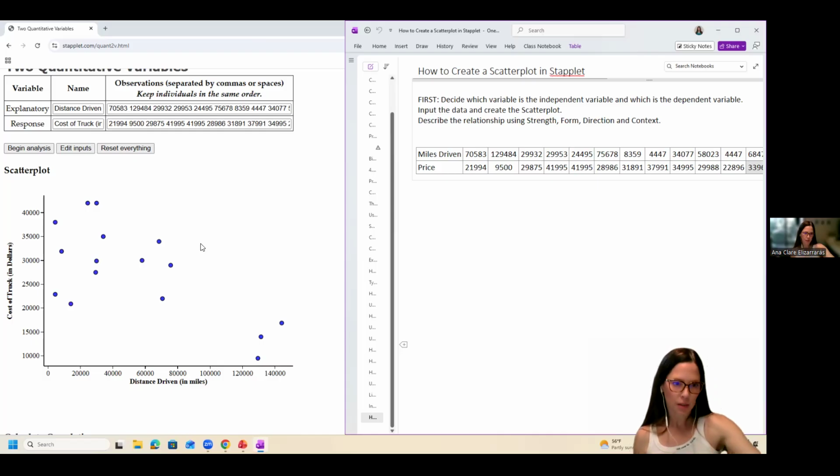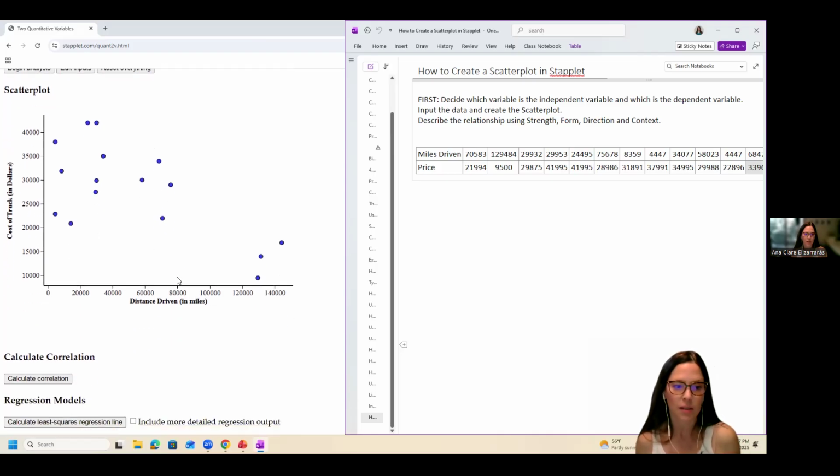The form is, does it look like a line? Does it look like a curve? If I was to imagine drawing something in there, does it look like a line? I think this is a line. And then the direction: as my numbers get bigger on the x-axis, my cost gets smaller. So that's an inverse relationship, which we call a negative relationship. When we're talking about context, I'm saying that when my distance driven increases, my cost of the truck decreases, which means that there's a negative relationship. So I want to be talking about the distance and I want to be talking about the cost.